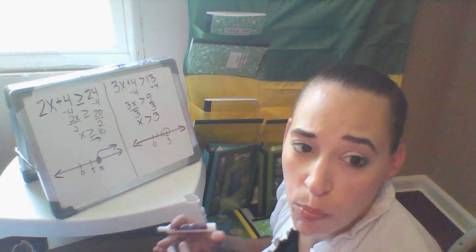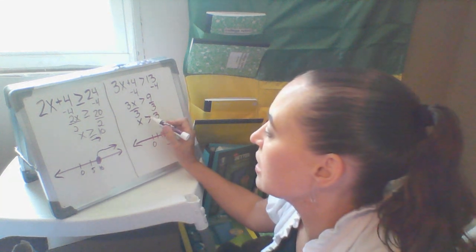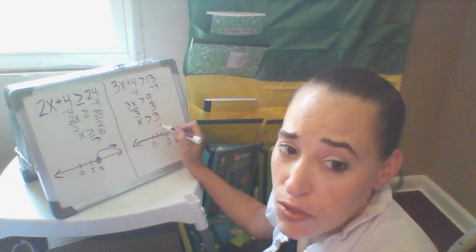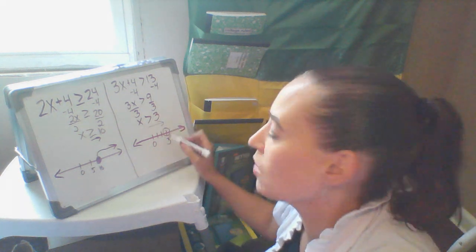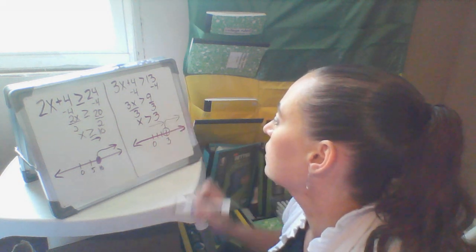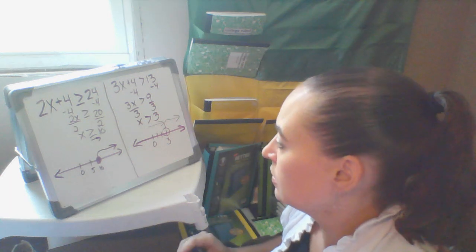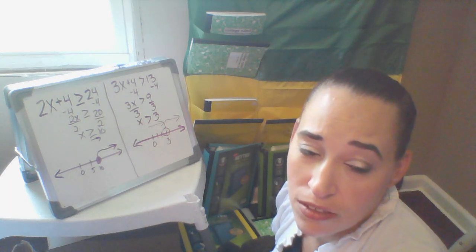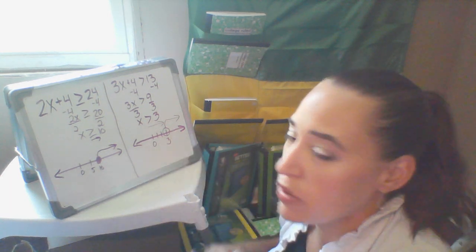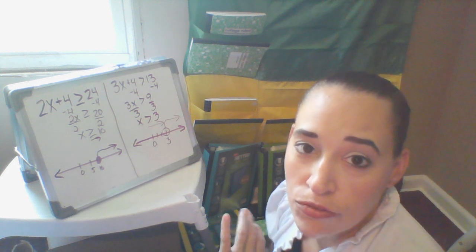All right, so I have that open circle. The x is on this side, so that shows me which way the arrow is pointing, and that means the arrow is pointing that way. X is greater than 3, not including 3. That's why there's the open circle.